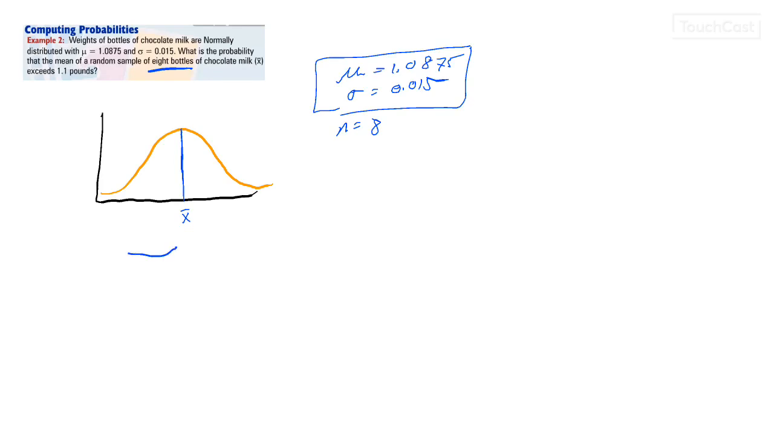So now, how do we figure out... In the previous example, we looked at pulling a single bottle from a population of bottles of chocolate milk, and we determined what the probability was that the single bottle we pulled would exceed 1.1 pounds. In this example, we're looking at the mean of a sample of bottles of chocolate milk. In this particular case, we're looking at a sample size of 8 because we're choosing 8 bottles out of the population, and we're calculating the mean of those 8 bottles in pounds.